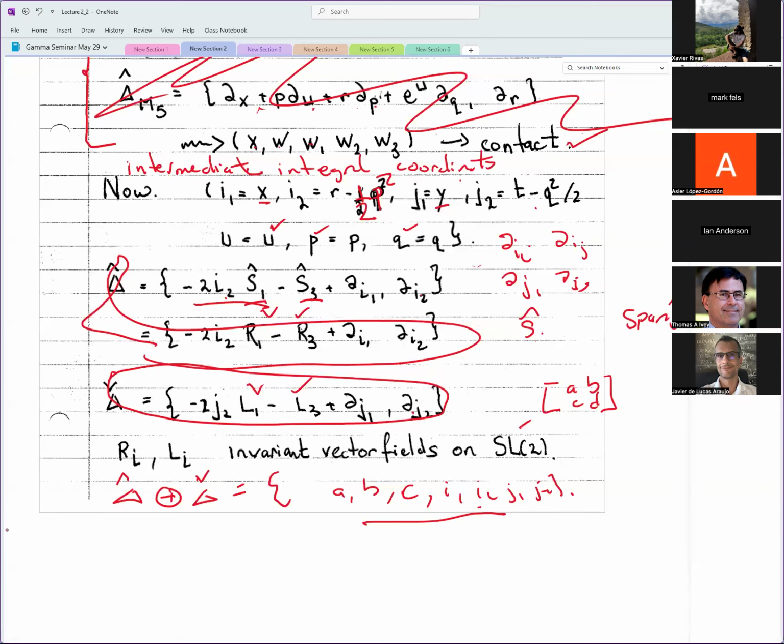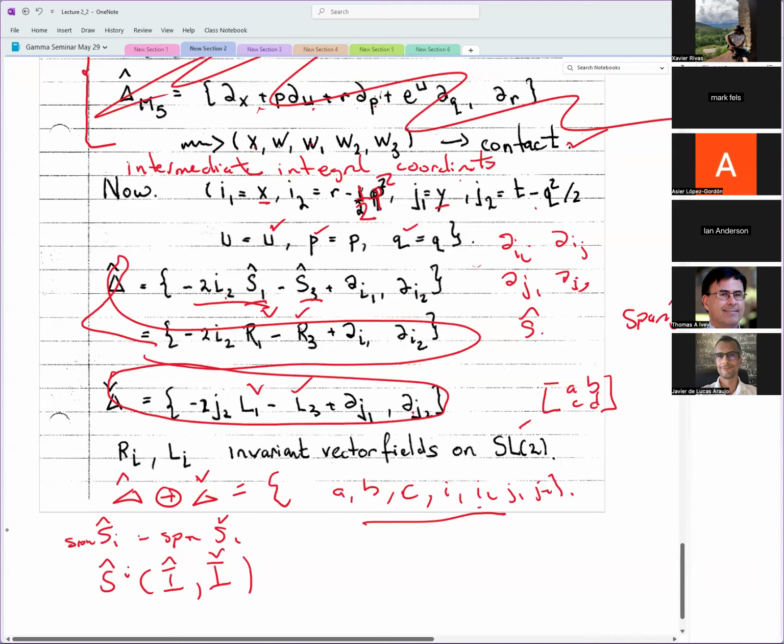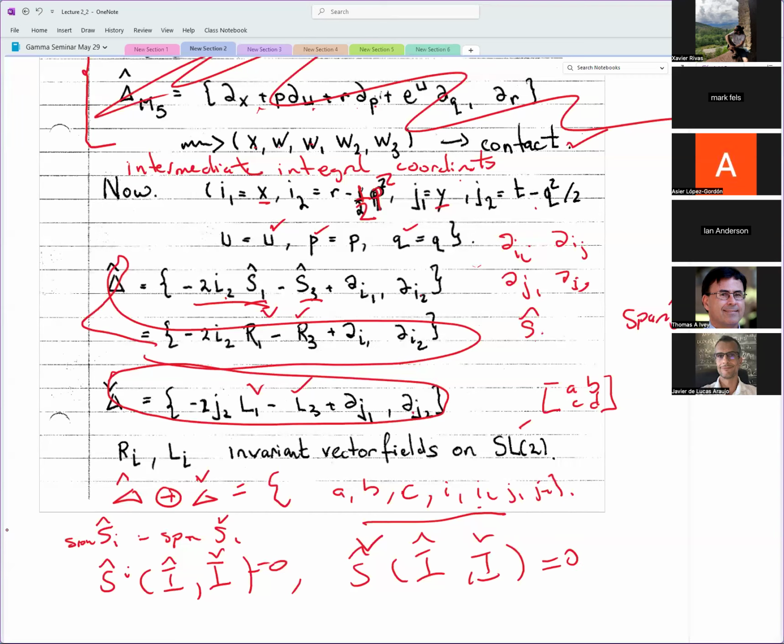The span of the S hats equals the span of the S checks. I didn't mention this, that the S hat kills all the invariants. Okay, and the S checks equals 0. And the S checks kill all the invariants.